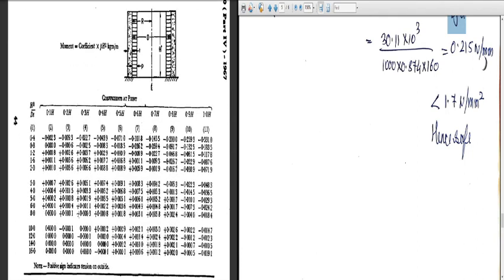So this is the clause explanation and this is the reinforcement which you have calculated and provided: distribution steel in the walls for the outer face, for the water face, and also in the base slab for both the faces. So this is the end of the design. So we'll see the detailing of reinforcement in the next class. Thank you.